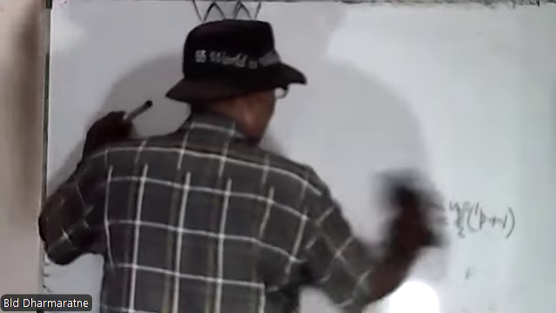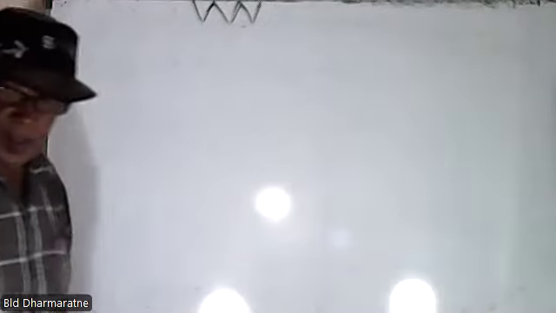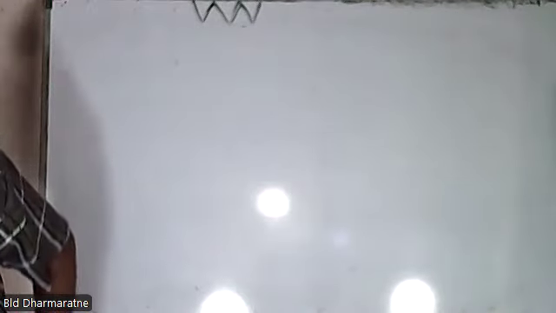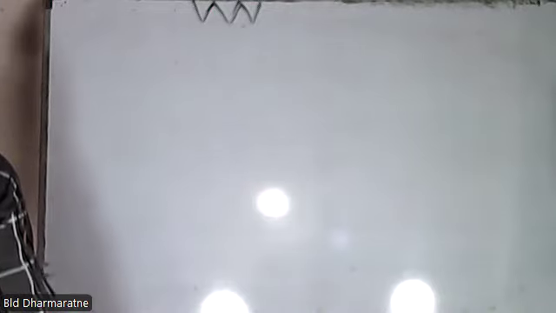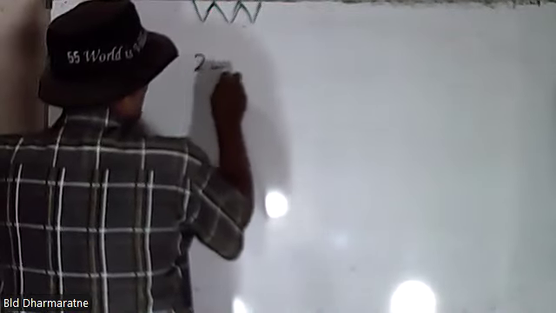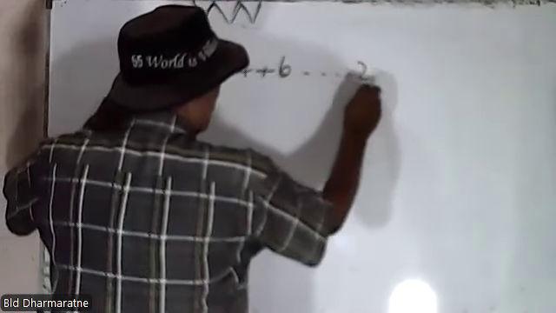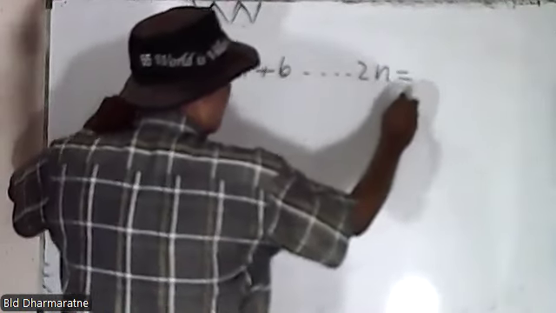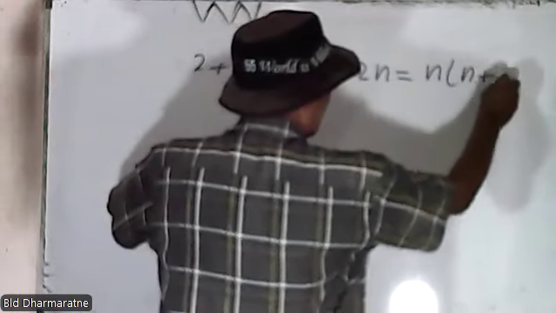questions related to simulation type. The first question is this one: 2 plus 4 plus 6 plus up to 2n equals n over n plus 1. This is the correct formula.